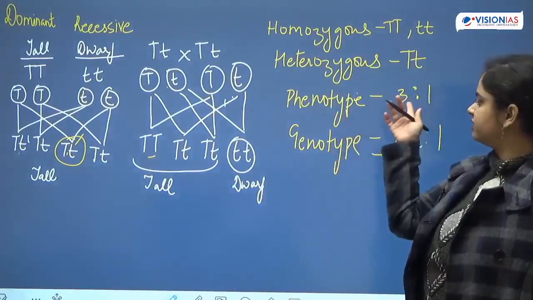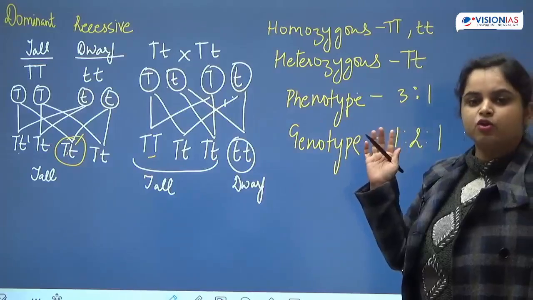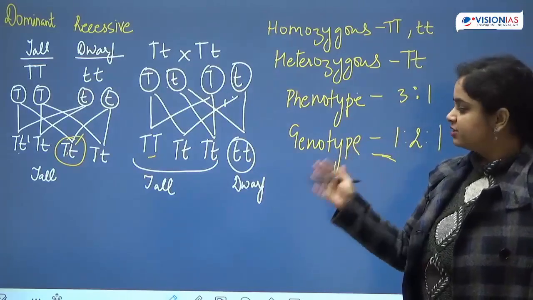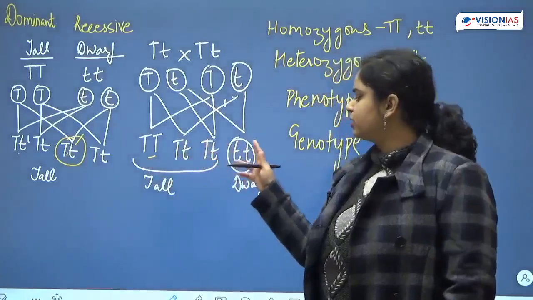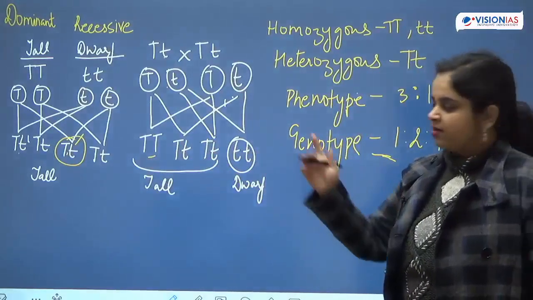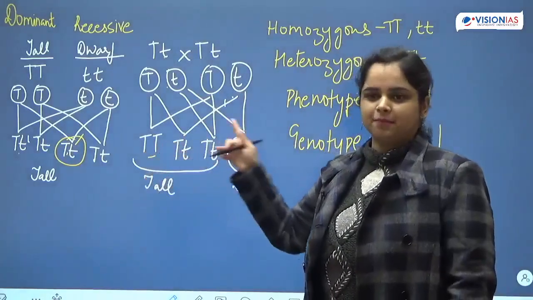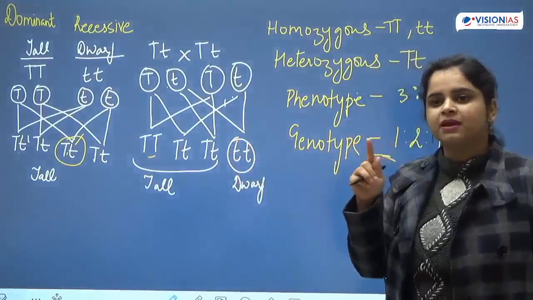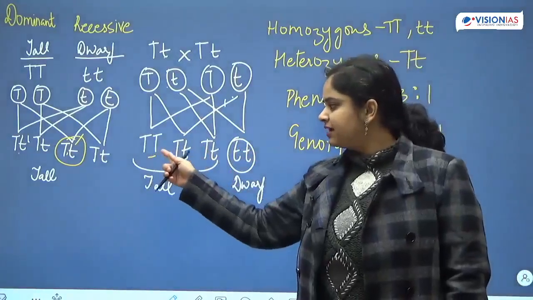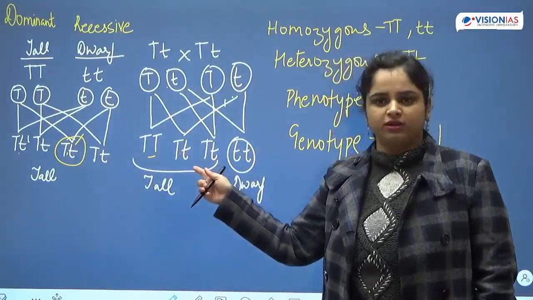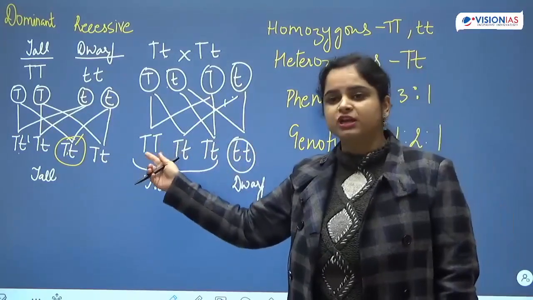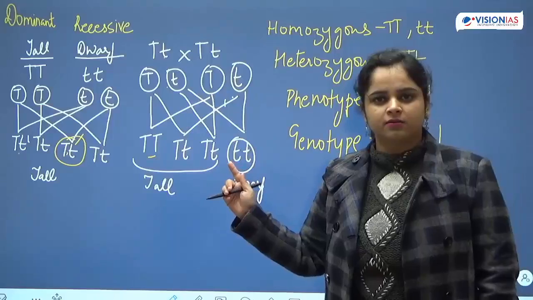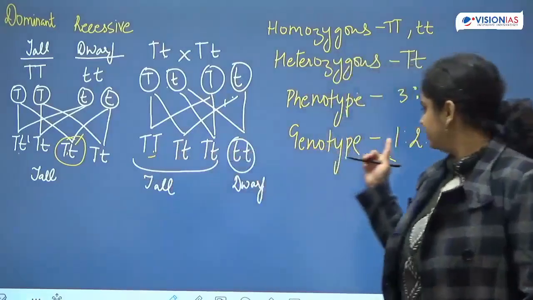तो हमने बोल दिया 3:1. If you look into the genes, in the gene part, what do we have? We have 1:2:1. 1 जिसमें capital T है. Genotype में we will distinguish capital T capital T from capital T small t because we are talking about how the genetic makeup is. तो ये homozygous है, ये heterozygous. Okay, so this is one.